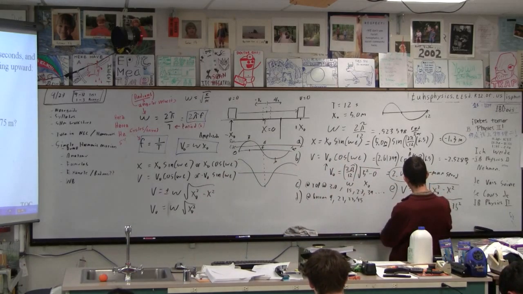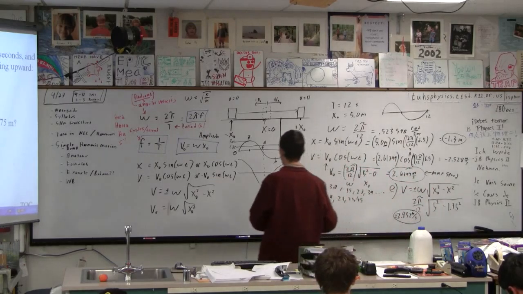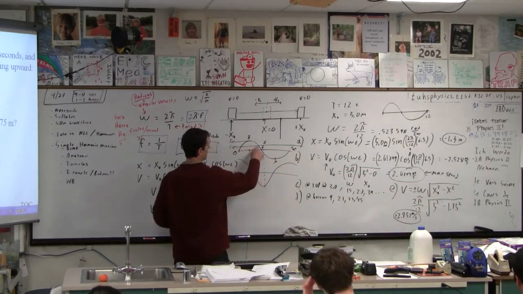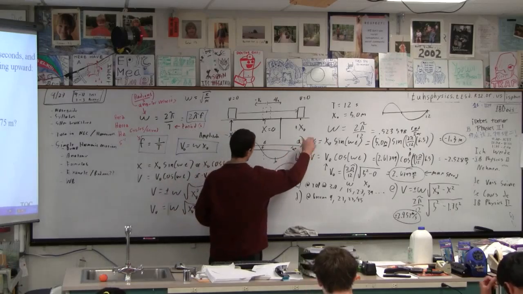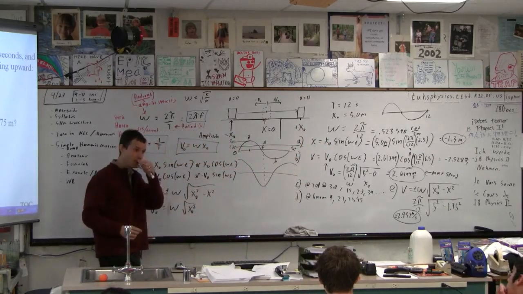So it's going 2.452 meters per second. And that's plus or minus, right? Because really it's going to pass that on the way up, on the way down, on the way up, on the way down. Right? What if you had to figure out the time for when it reached that position?